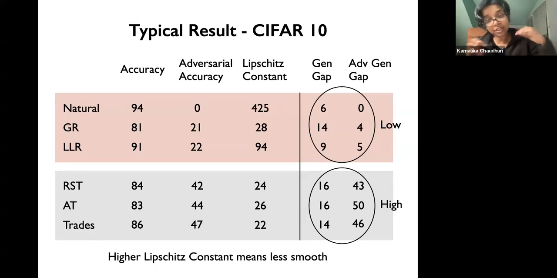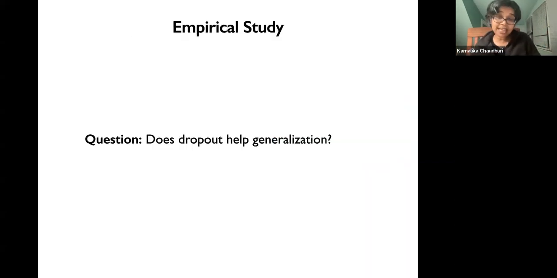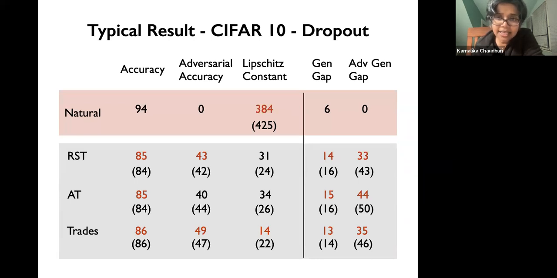So what is going on over here is that the generalization gap is pretty high for these gray methods. One of the things we tried was to see whether we could reduce it. One of the standard methods for reducing generalization gaps is something called dropout. So we tried dropout, and here is what we saw. We combined dropout with RST, adversarial training, and TRADES, and it reduced the generalization gap a little bit. The numbers in parentheses are the generalization gap before, but it didn't reduce it by a lot.